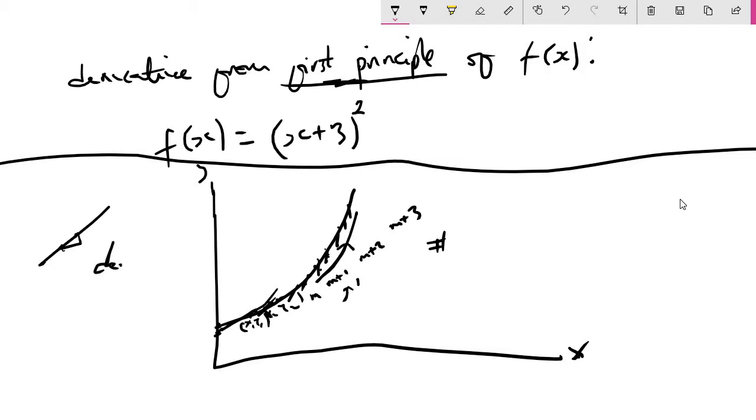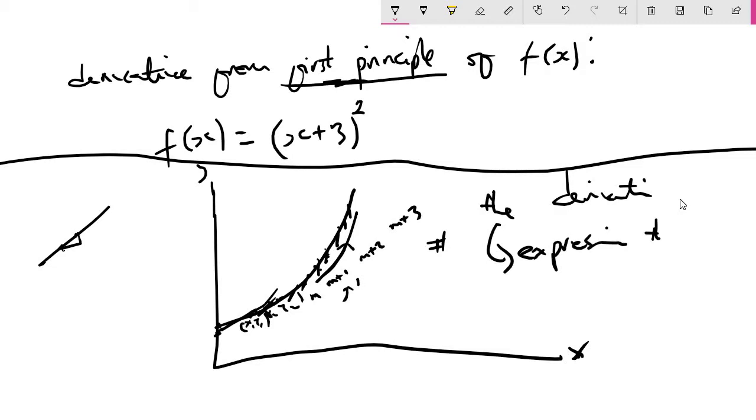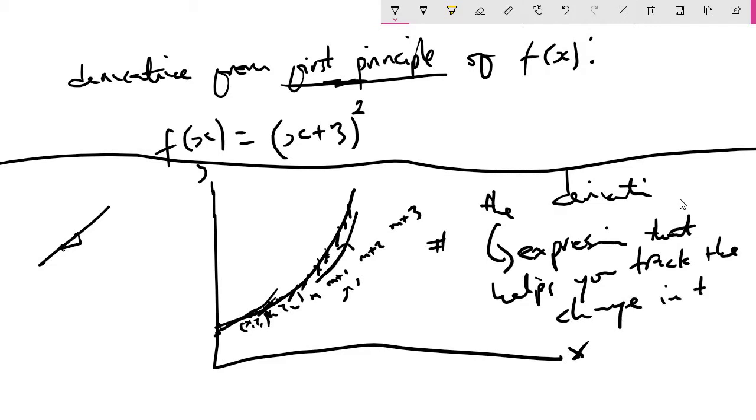The derivative of the curve. So usually the derivative will give you an expression that helps you track the change in the slope.